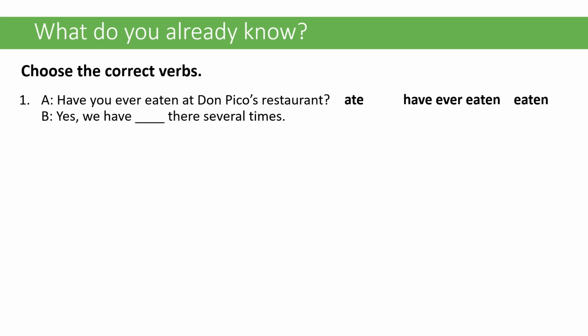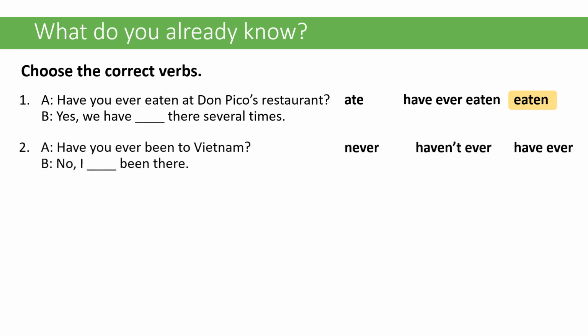So in this one, we want to choose the correct form of the verb. So for the first one, it says, have you ever eaten at Don Pico's restaurant? Yes, we ate, have ever eaten, or eaten. So in this one, eaten is the correct answer. Have you ever been to Vietnam? No, I never, haven't ever, or have ever been there. It should be haven't ever been there.